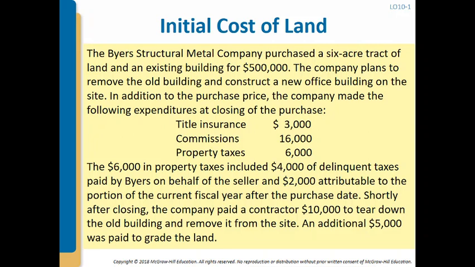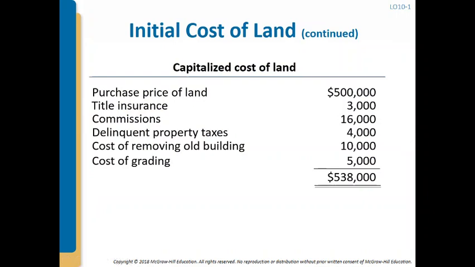Shortly after closing, the company paid a contractor to tear down an old building and remove it from the site. An additional $5,000 was paid to grade the land. Okay, so that's another $10,000 that gets added, and of course the $5,000 paid to grade the land is added to the cost. So really the only thing that's not added is the $2,000 in property taxes for the current period. That gets expensed in the year incurred. Everything else gets capitalized.